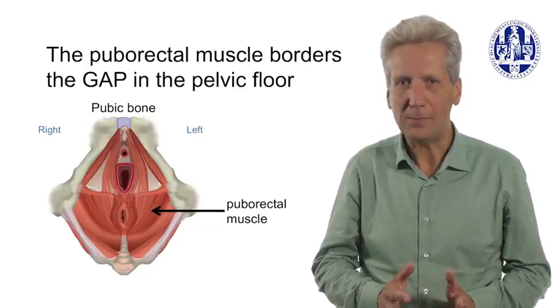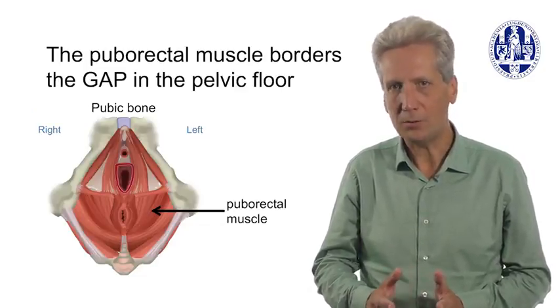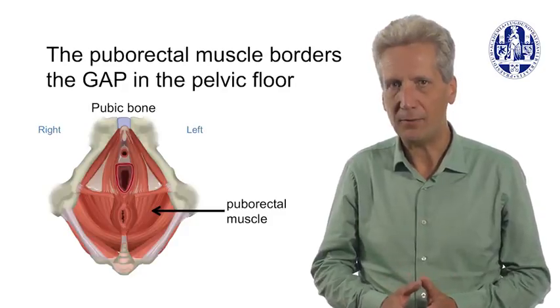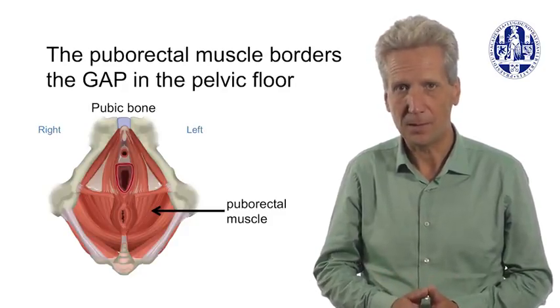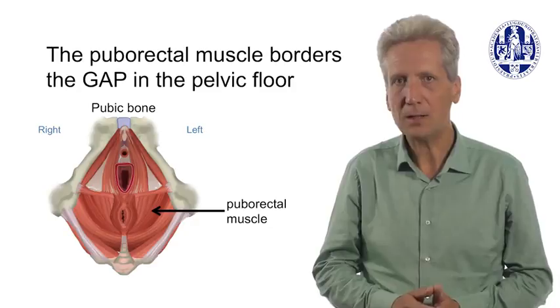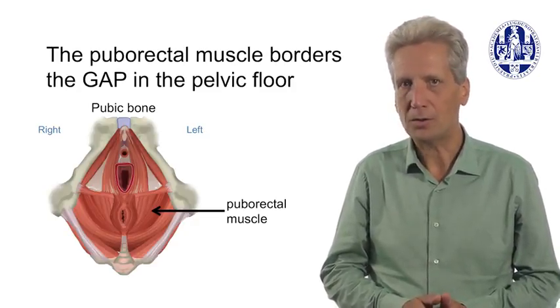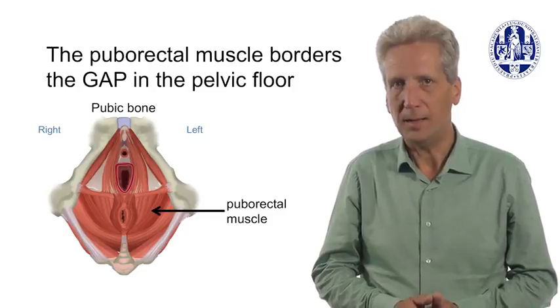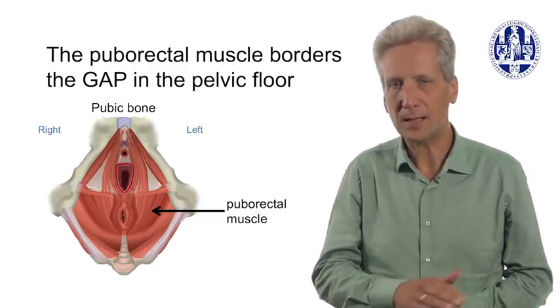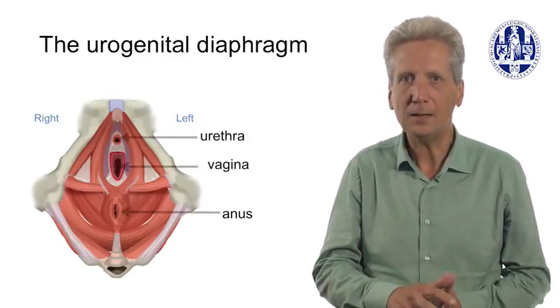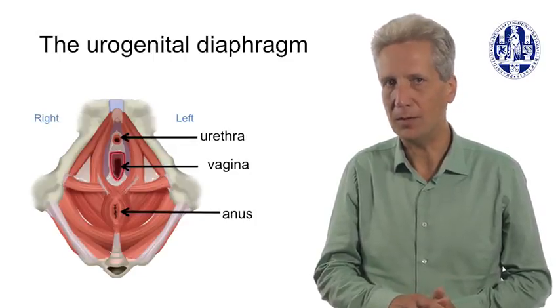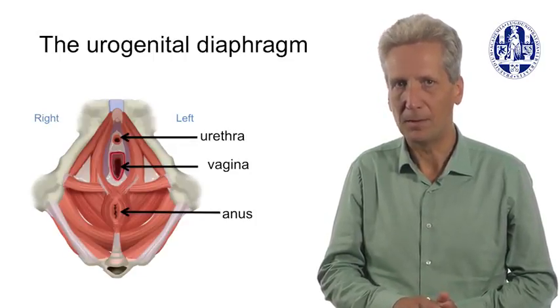When we look again at the pelvic floor, we also notice a gap in the pelvic diaphragm in front of the anus. In this area, openings of the urogenital organs are present. These organs have to be fixated, and therefore this gap is filled with a second diaphragm. And here we have a beautiful view on this urogenital diaphragm.